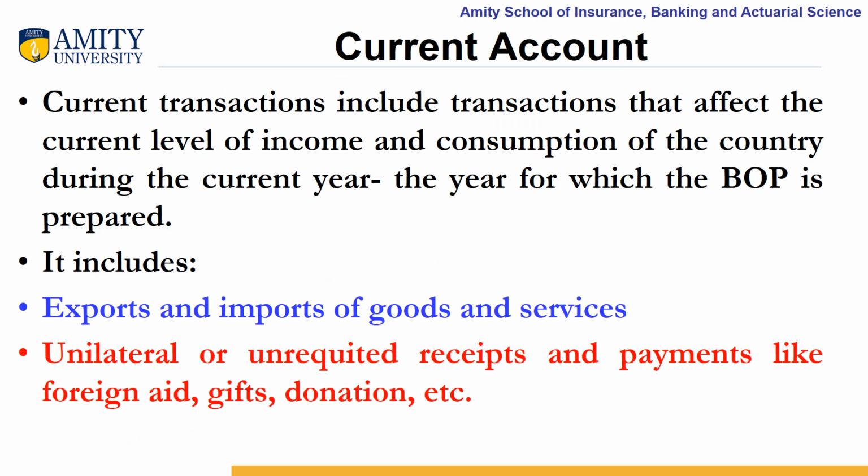Current account transactions will also include unilateral or unrequited receipts and payments like foreign aid, gifts, and donations. These unilateral transfers are known as unrequited receipts because residents of a country receive these for free. Nothing has to be paid in return at present or in future for these receipts. And these are also known as transfer payments. So unlike exports and imports, nothing has to be paid or received in return for these payments or these transfers.